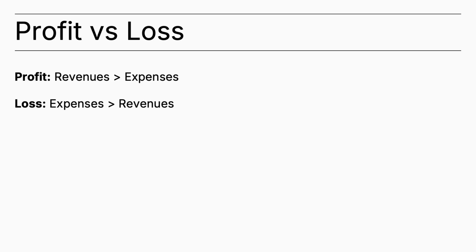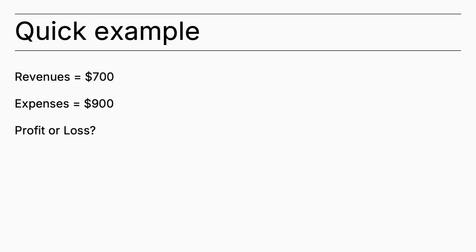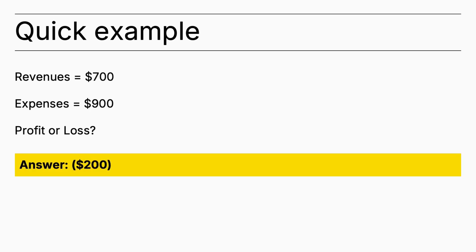Now let's see if you understand the concept. If revenues are $700 and expenses are $900, would there be a profit or loss? This would result in a loss of $200 because expenses are higher than revenue. Losses are often written in parentheses like this, and in accounting, the parenthesis means it's a negative result.